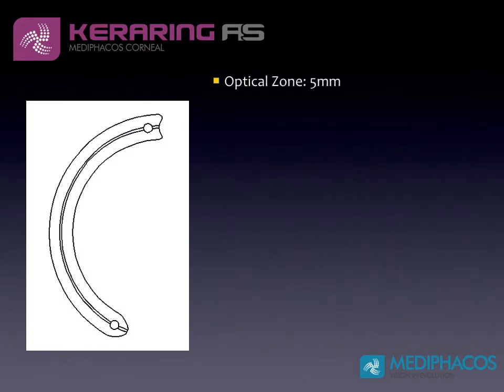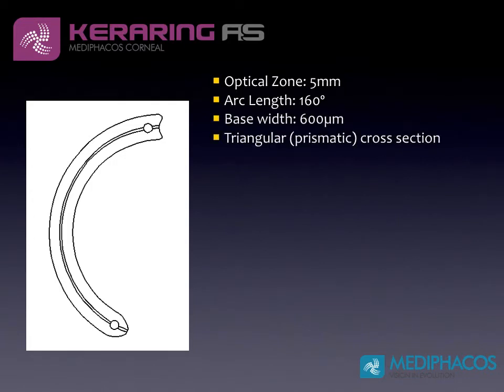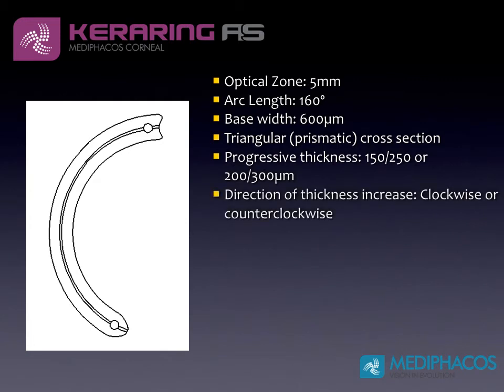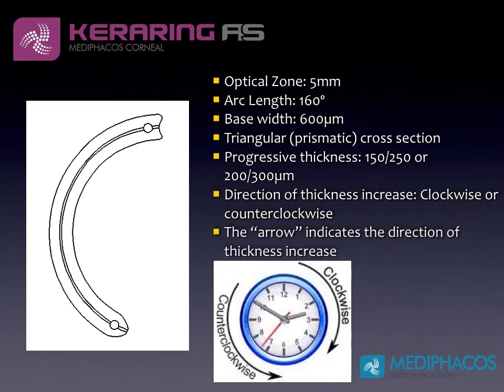The Keraring AS has a 5 mm optical zone, 160 degrees arc length, a 600 micron width base. It has the triangular prismatic cross-sectional design, which is classic of the Keraring. It has progressive thickness in the same segment, so the thickness ranges from 150 to 250 or 200 to 300 microns in the same segment. The direction of the thickness increase can be either clockwise or counterclockwise, and if you look at the implant design, you can see that the tip has an arrow-like shape, and the arrow indicates the direction of the thickness increase.